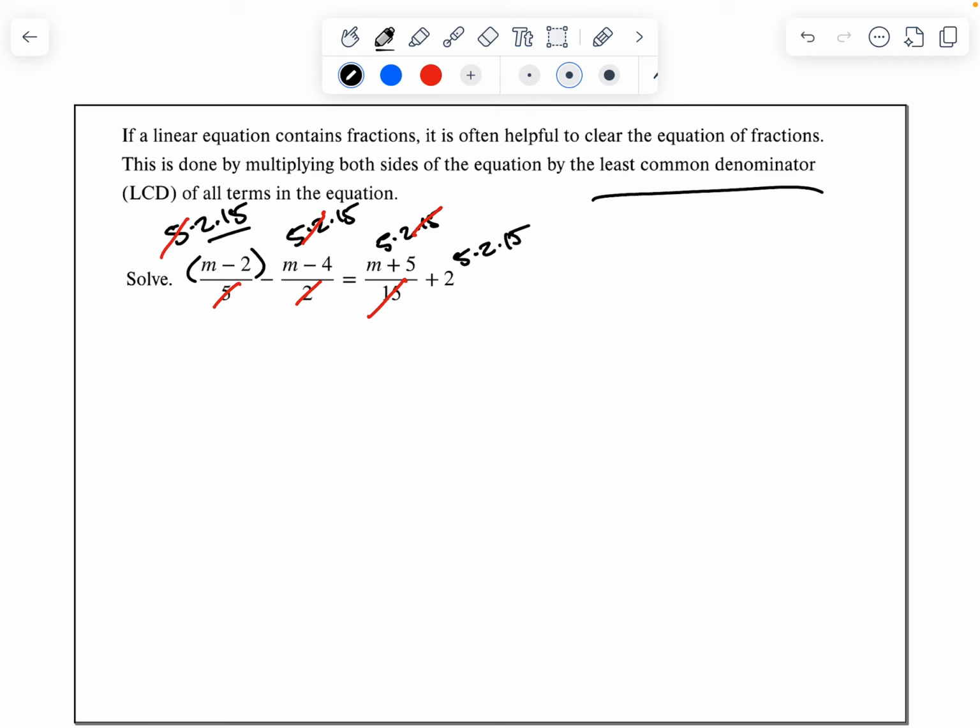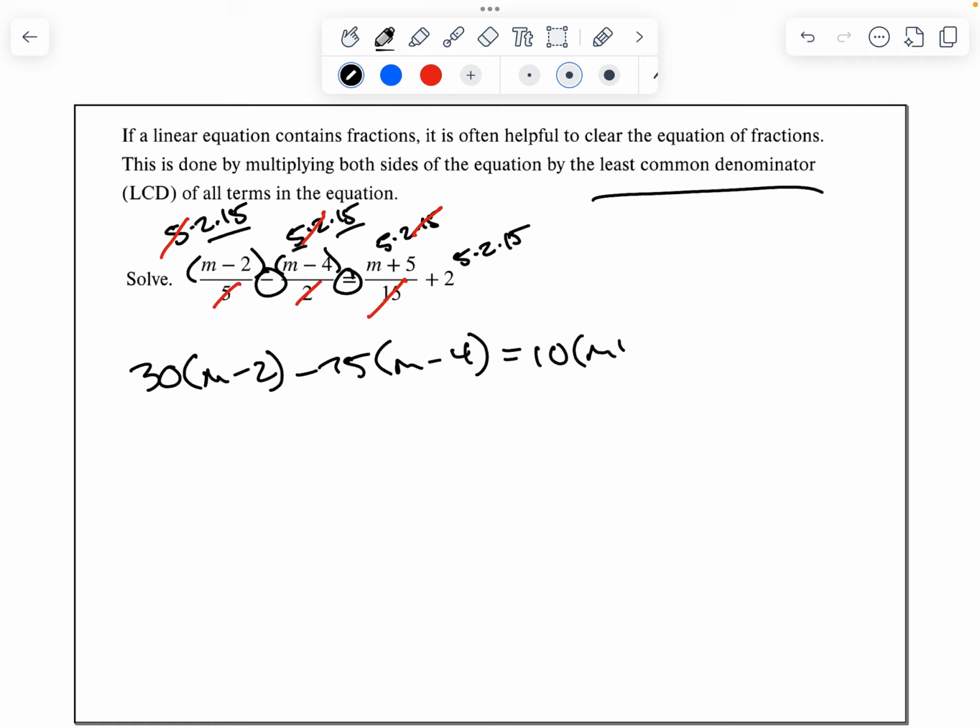So 2 times 15 is 30 times m minus 2. I'm keeping the minus sign, minus. 5 times 15 is 75, parentheses, m minus 4. Keep the equal sign, right? 5 times 2 is 10, m plus 5. You're multiplying it by the whole top. I keep putting that parentheses. It's very important that you keep that. 2 times 5 times 2 times 15 is 300. I've got my handy calculator sitting next to me.